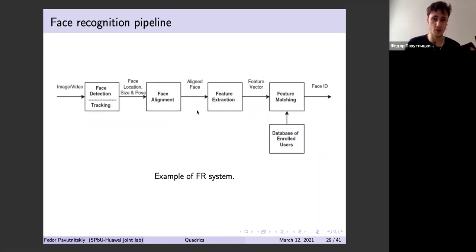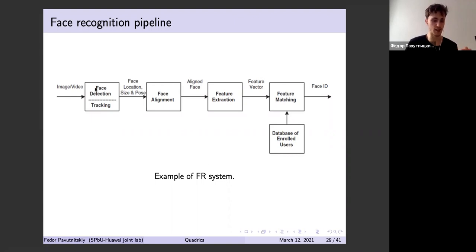So what is the face recognition system? How does it typically work? It is mostly used to solve the following problem. You have, for example, two photos of human faces, and you want to understand: is it the same person or not? Or, for example, you have some database of users, and you have a picture, and you want to understand what is the identity on this image. How to solve this problem using some deep models?